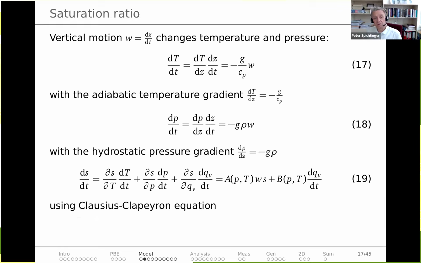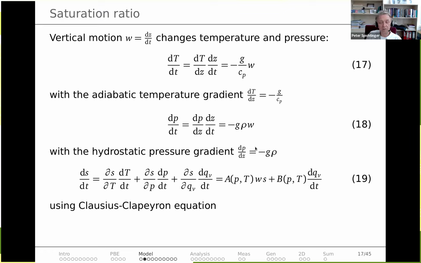You can use the saturation ratio as a proxy for changing temperature and pressure, or put it in a different way: if you think about changes in temperature just by adiabatic changes, you can see that they are driven directly by the vertical velocity. The same is true for changes in pressure. And if you then think about the change of the supersaturation ratio with time and write up the total derivative, you see you have the temperature change, you have the pressure change, and you have the liquid or ice mass change.